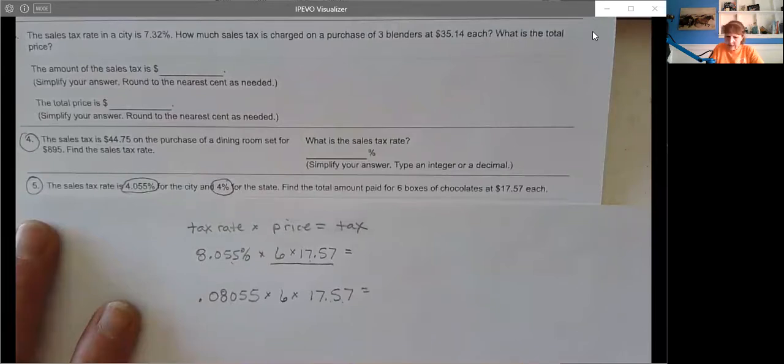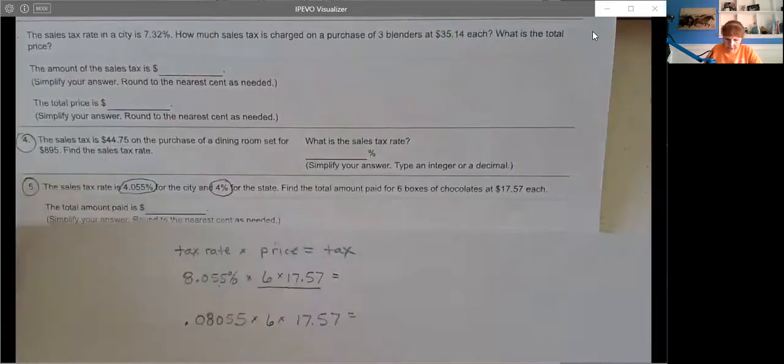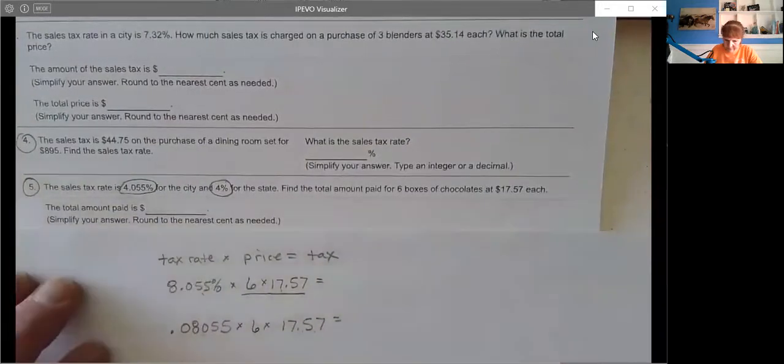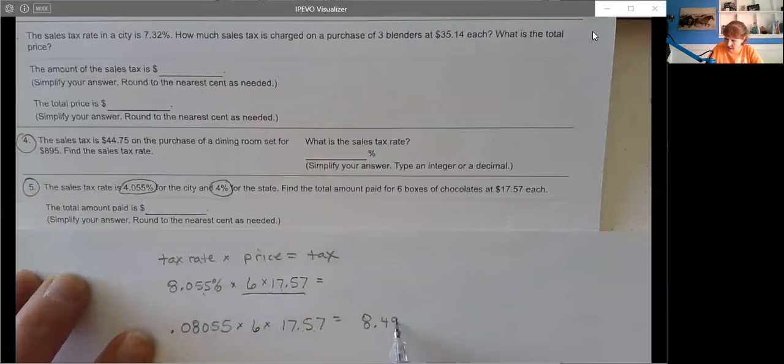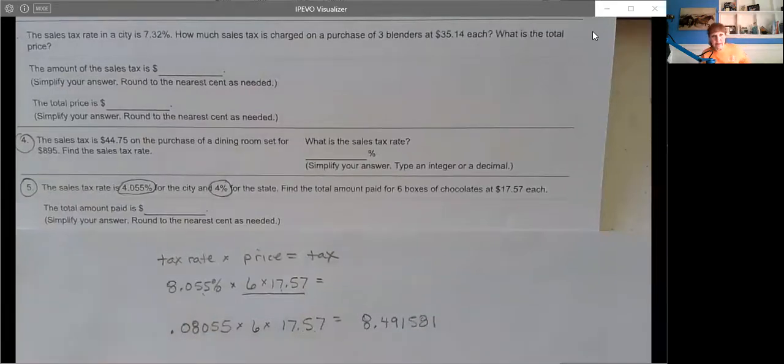So you really don't need to find this total right here. Okay. So the amount that we come up with when you multiply these 3 is 8.491581. That's what shows up on my calculator.